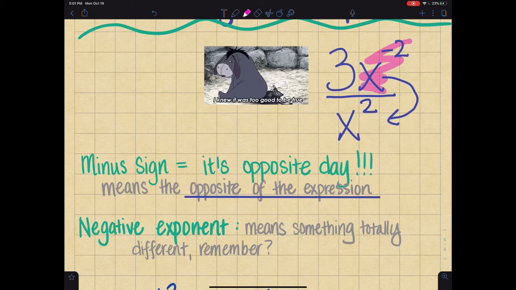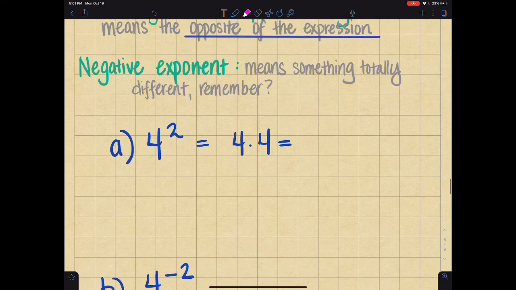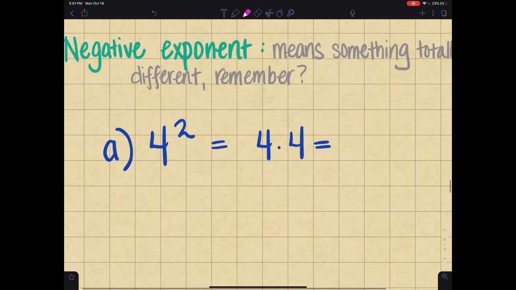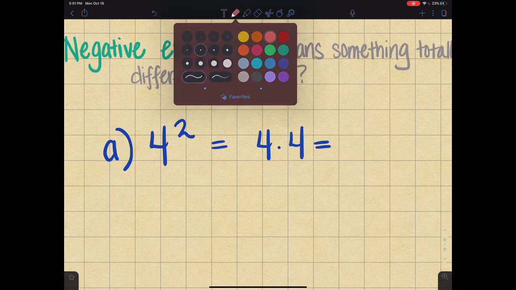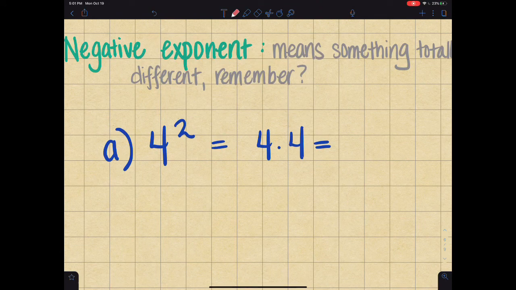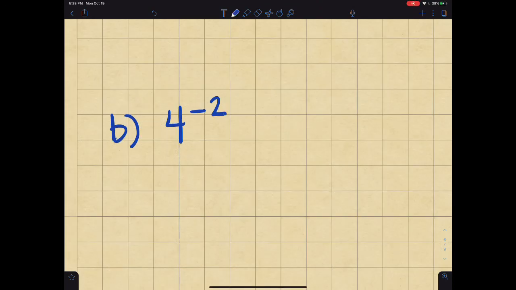So because that's confusing, we are going to go over a bunch of examples. So let's start with an easy one. 4 squared. What does that mean? Well, it just means 4 times 4, which is 16. Okay, easy peasy. We know that one, right?